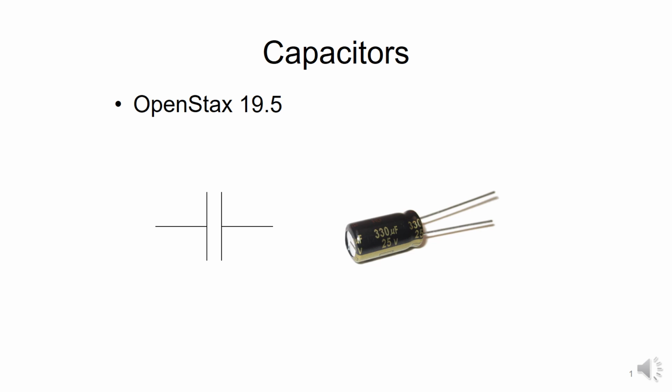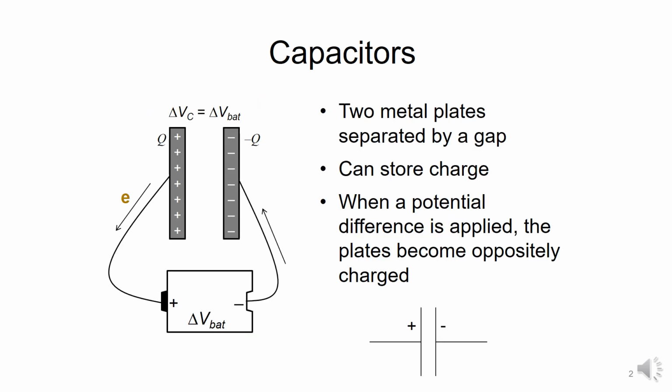Next topic, we look at capacitors. So what are capacitors? Just two metal plates separated by a gap. And when we connect these plates to the opposite terminals of a battery, one plate becomes negatively charged and the other becomes positively charged. So we end up with two oppositely charged plates, and this is what a capacitor is, a charged capacitor.